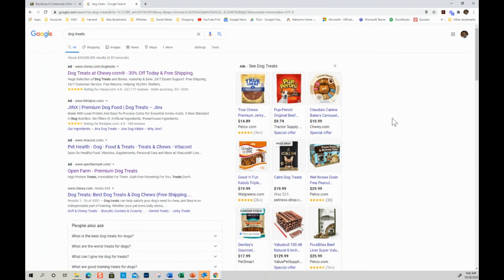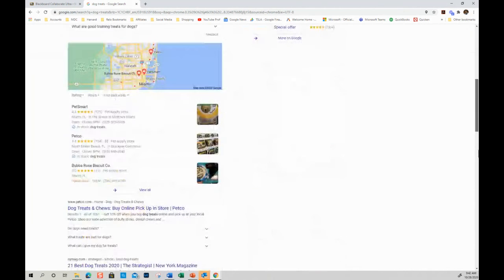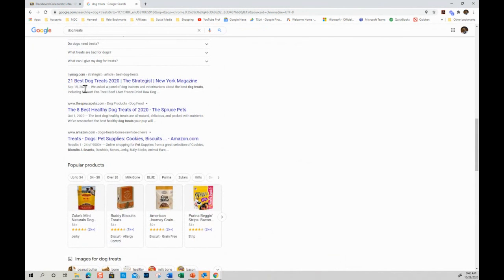So think of it this way. Whenever you see the word paid or sponsored, those are paid advertisements, and those are the ones that we're going to be focusing on, the paid advertising. Anything that does not say ad or sponsored is the organic results. So that means that you have a website, right? Google is finding your website on the internet, but you don't pay for it.